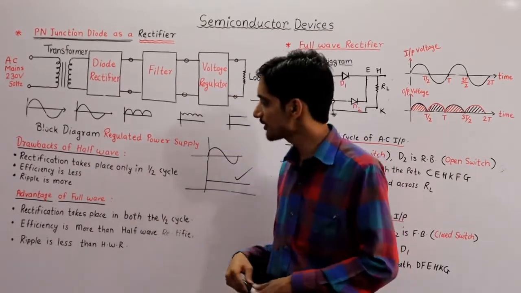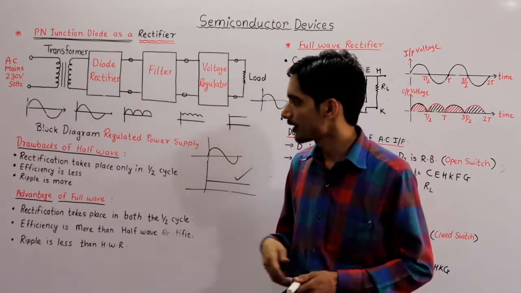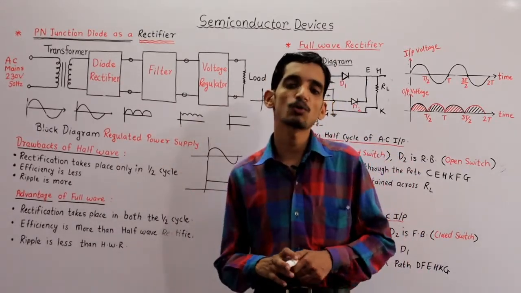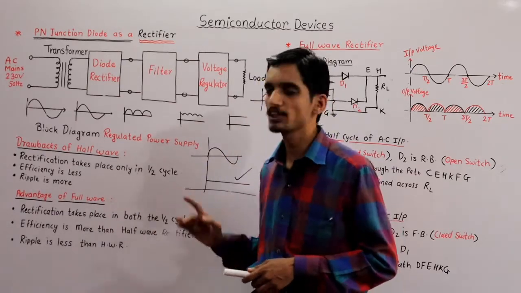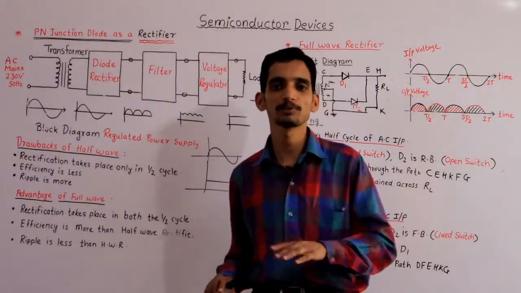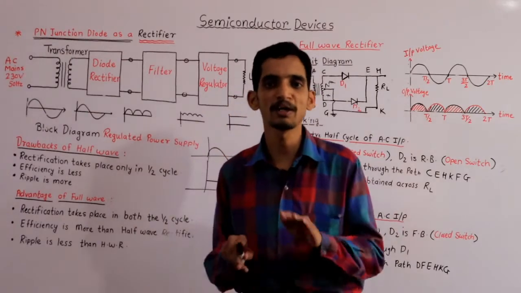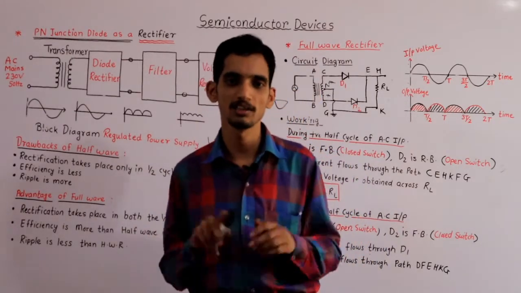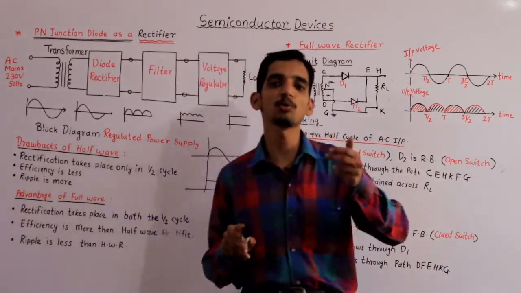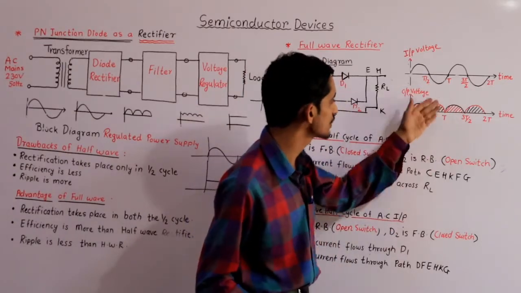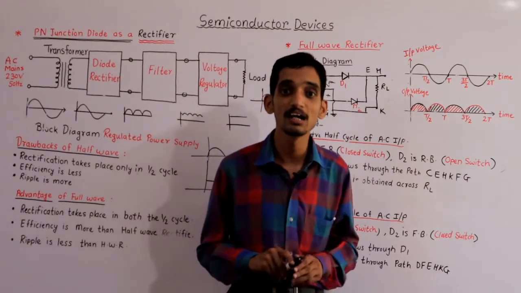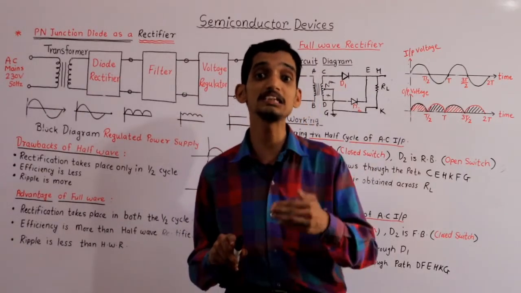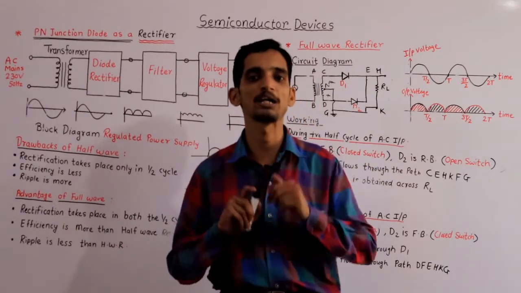Now full wave rectifier advantages are that whatever drawbacks of half wave rectifier are overcome in full wave rectifier. What is the first drawback? The rectification takes place in only one half cycle in half wave. In full wave, rectification takes place in both the half cycles. So rectification efficiency is more because both the half cycles are utilized. And third, ripple factor or ripple is less in case of full wave rectifier.